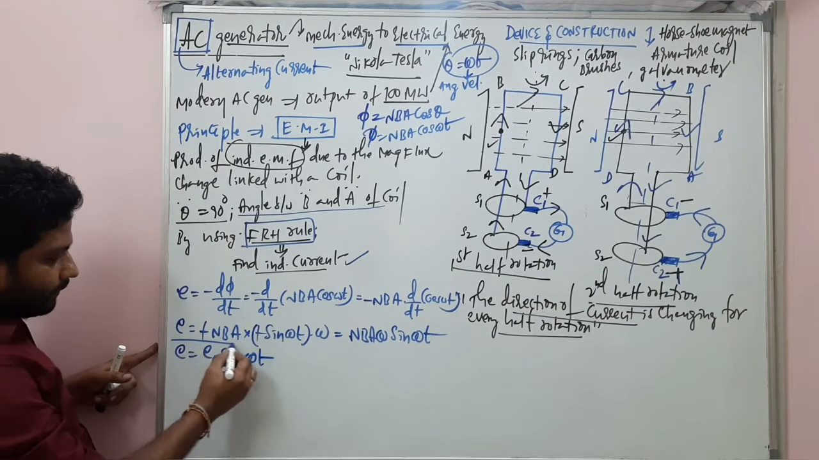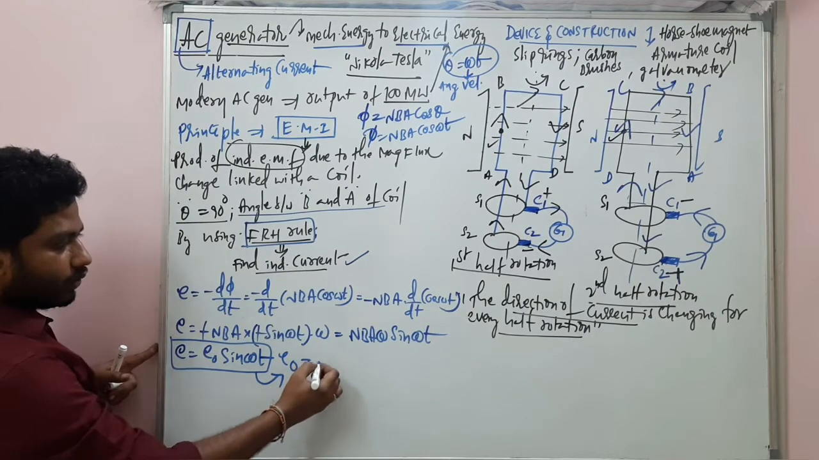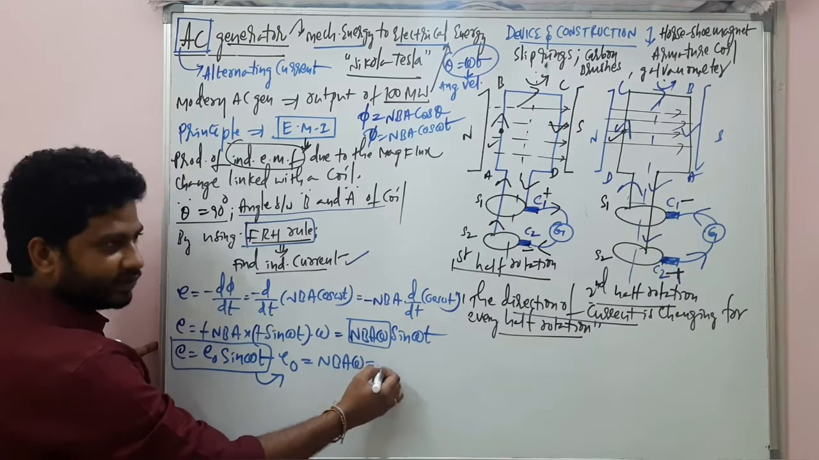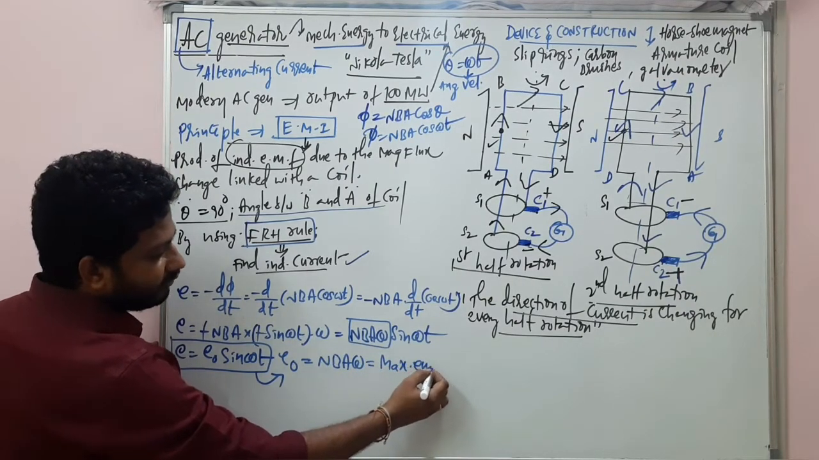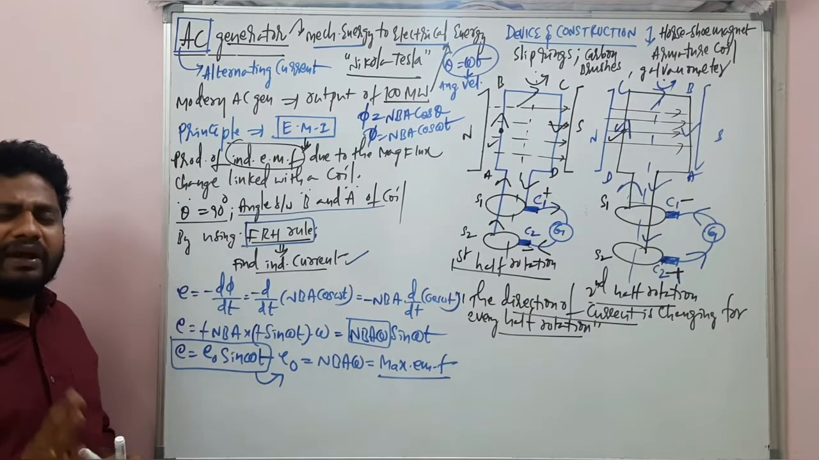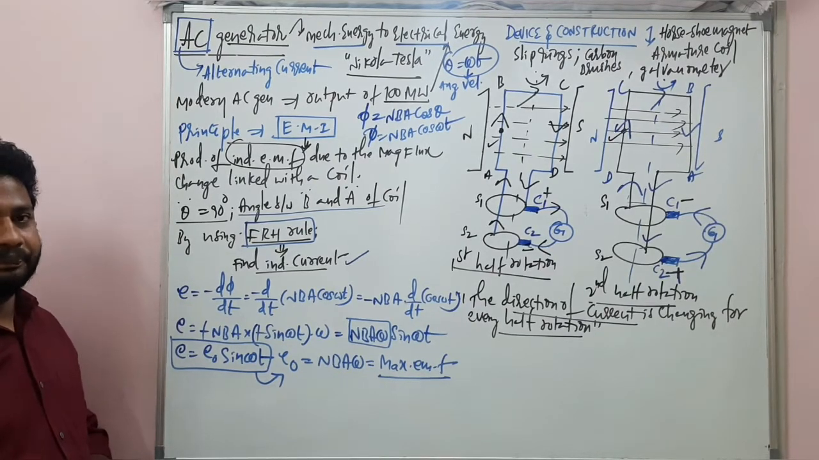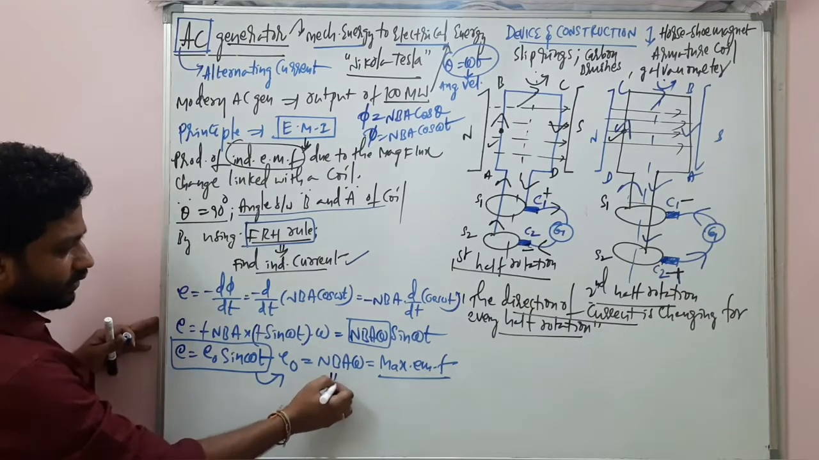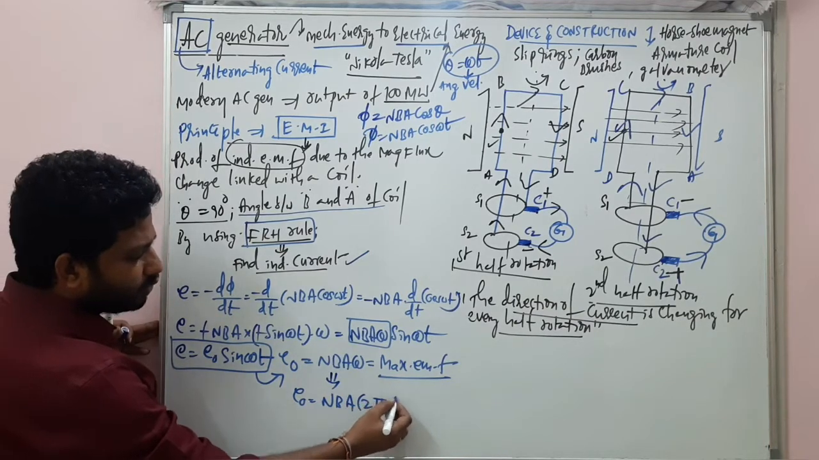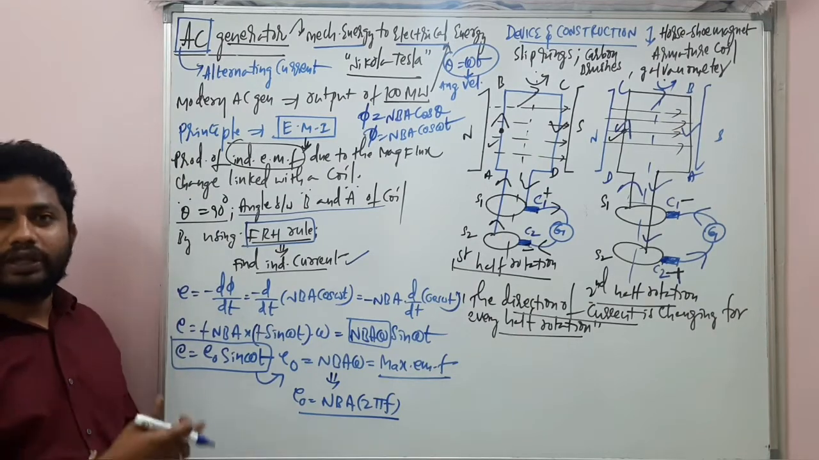So what is this E naught? E naught is equal to NBA omega. You know what this is? It's called the maximum EMF, the maximum EMF produced in a coil. So that's NBA omega. And this can also be written as E naught is equal to NBA omega, which is 2 pi into frequency, where f is the frequency of the coil.